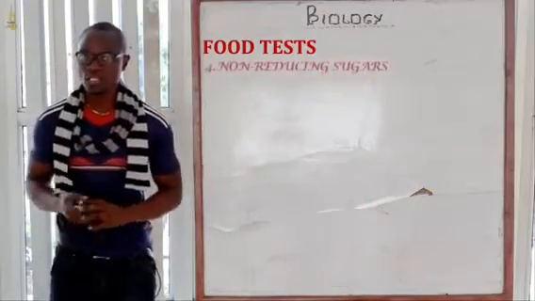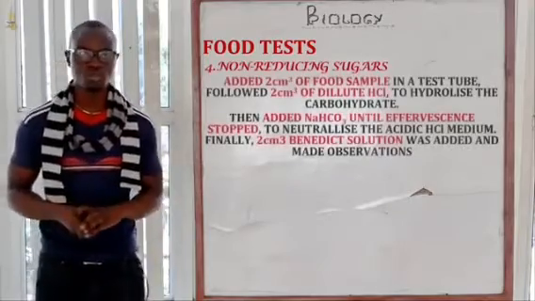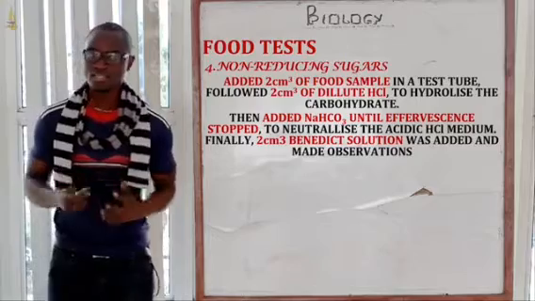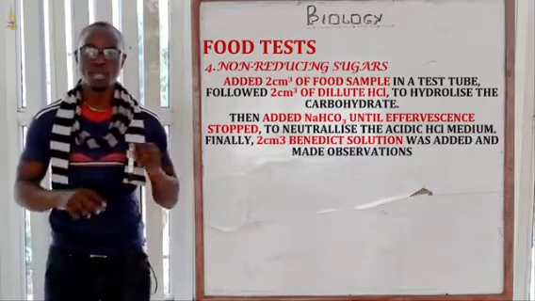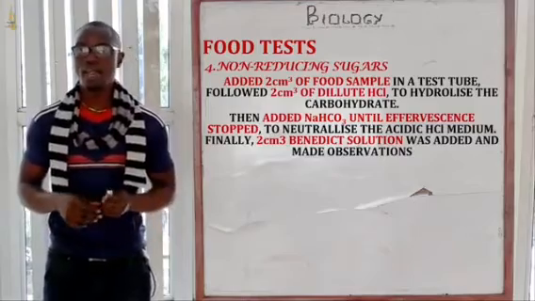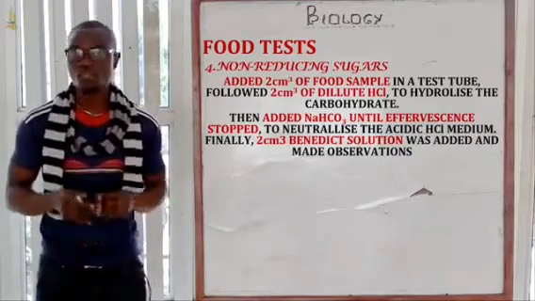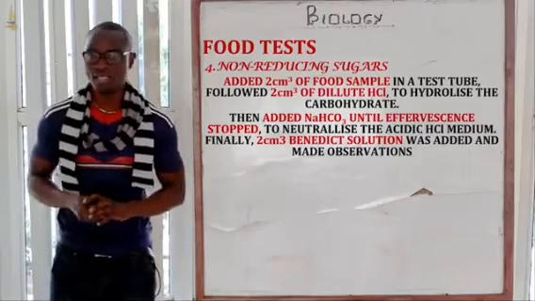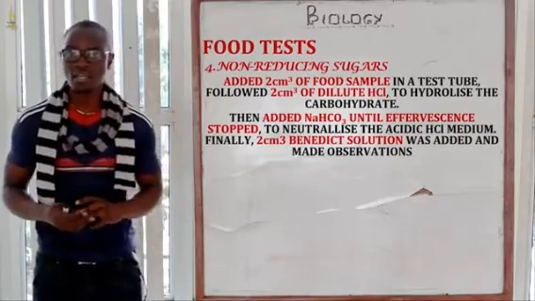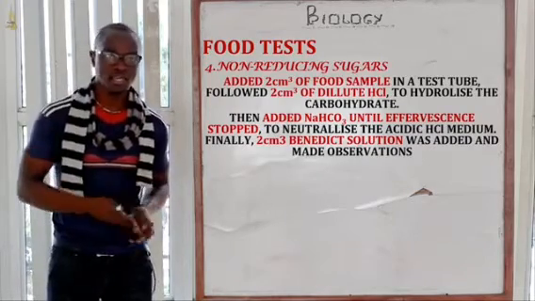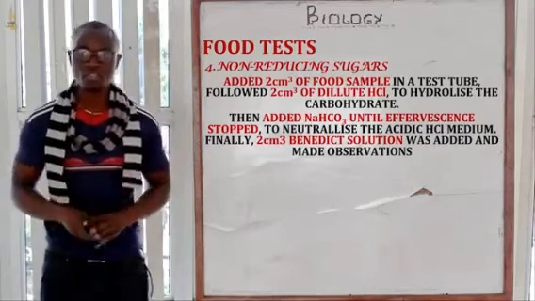Now let's look at the next food test, which is non-reducing sugar. How do we test for non-reducing sugar? As with reducing sugar, we take the food sample and place it in the test tube. Then we add 1 or 2 centimeters cubed of hydrochloric acid. Why should we add hydrochloric acid? We add hydrochloric acid so as to break down the disaccharide in the non-reducing sugar into monosaccharides.